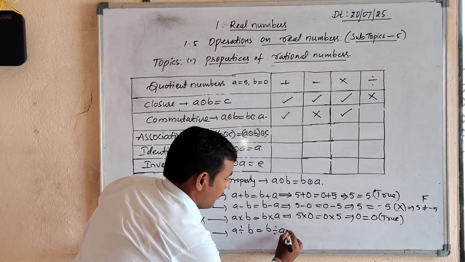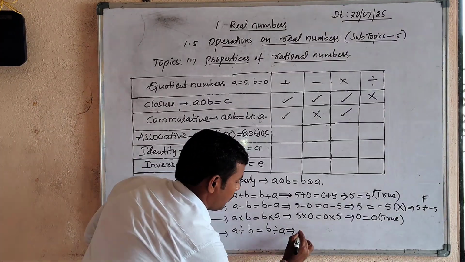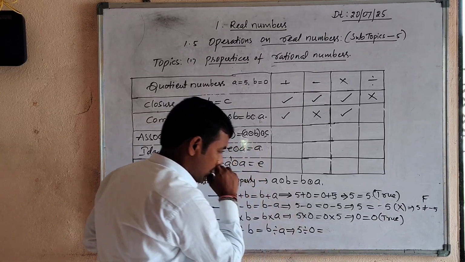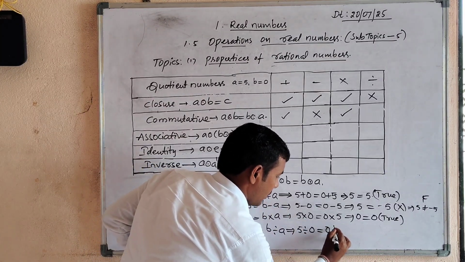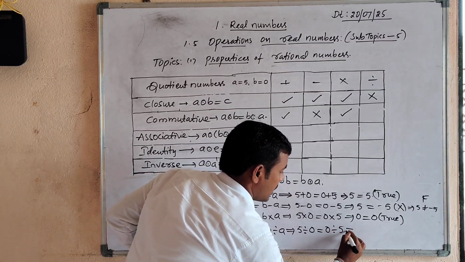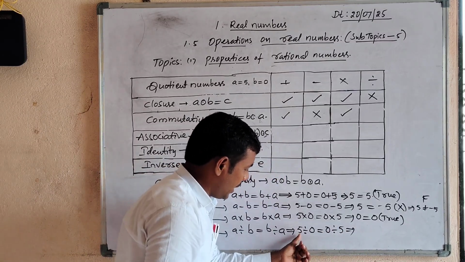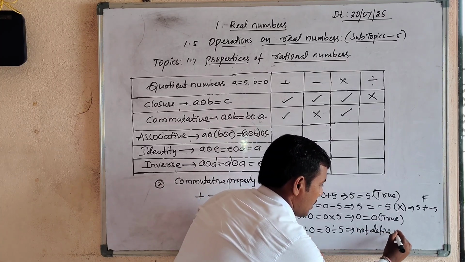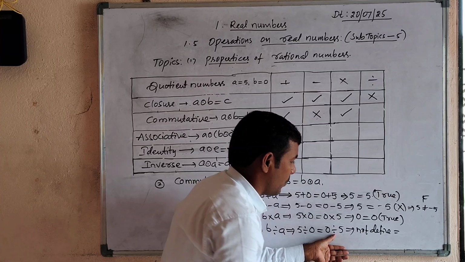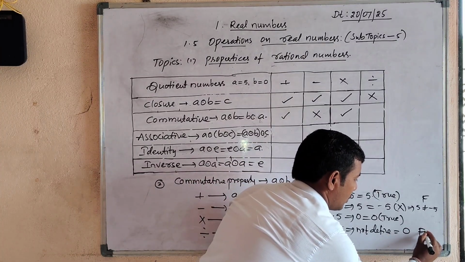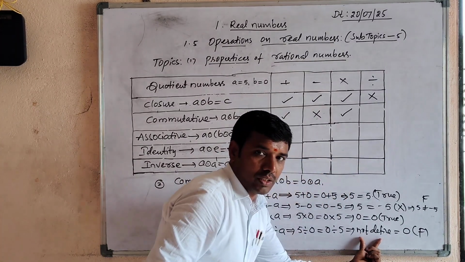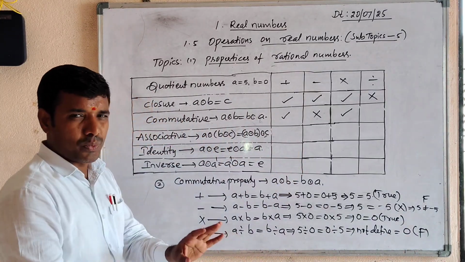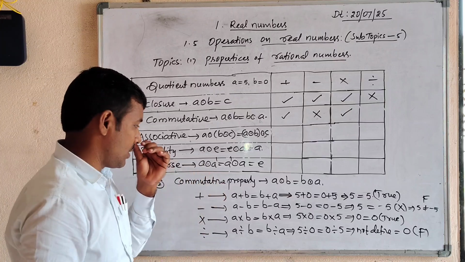Now the last one, see. A value 5 divided by B value 0, which is equal to B value 0 divided by A value 5. Let us see this answer. 5 divided by 0 is not defined. This is equal to 0 divided by 5, which is 0. It is false only, no? Left side answer is not defined, right side answer is 0. So you got a very clear picture, there is no disturbance.